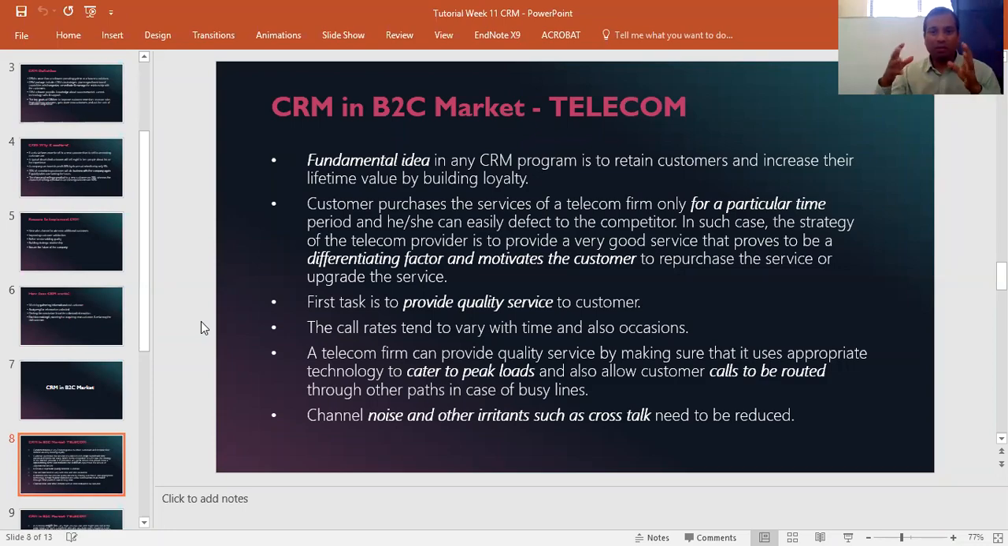So think about what sort of strategy the telecom firms adopt in order to satisfy the customer needs, or to tackle the issues of the customer. The fundamental idea in the CRM program is to retain the customer and increase their lifetime value by building loyalty. A customer purchases the services of a telecom firm only for a particular time period, and he or she can easily defect to the competitors.